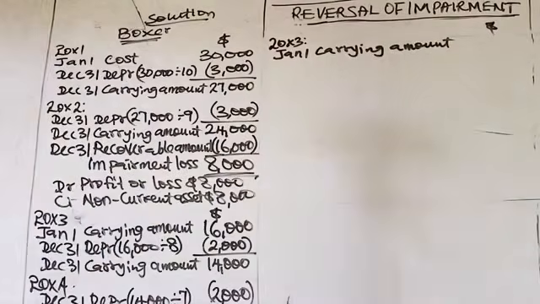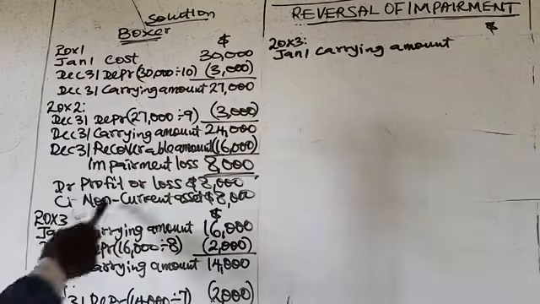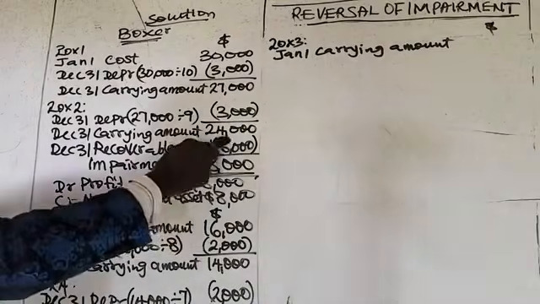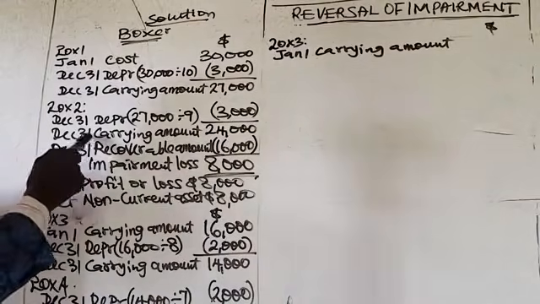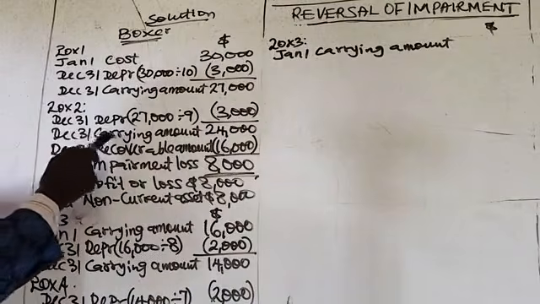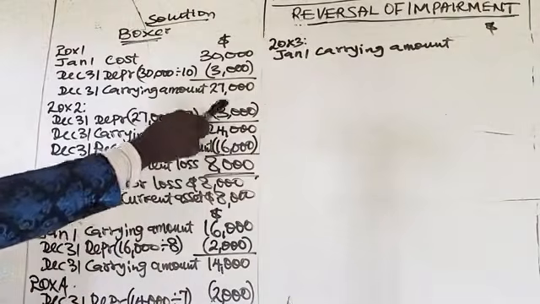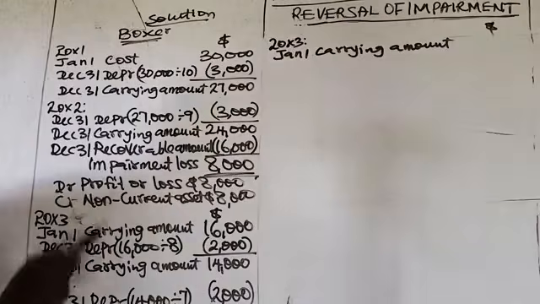Remember, if this asset was not impaired, this is what you would have had as the opening balance in 20x3, January. It wouldn't have been the recoverable amount as the opening balance in 20x3. Your opening balance would have been the closing balance in 20x2, which is December 31st, 20x2, which was 24,000. That means the annual depreciation will still remain at 3,000, which you have been charging before.